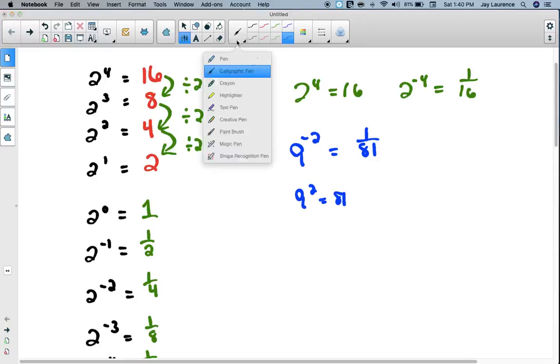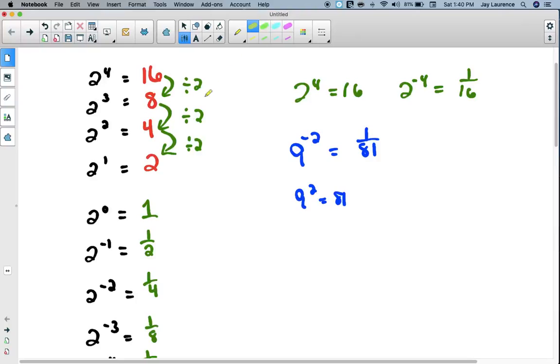Now I want to highlight also the 0 power. Any non-zero number to the 0 power is going to end up being 1. But you got to be careful with that statement. These are true: 5 to the power of 0 is 1. 7 to the 0 power is 1. 0 to the 0 power would be undefined.